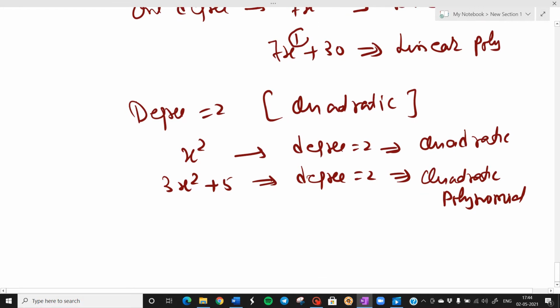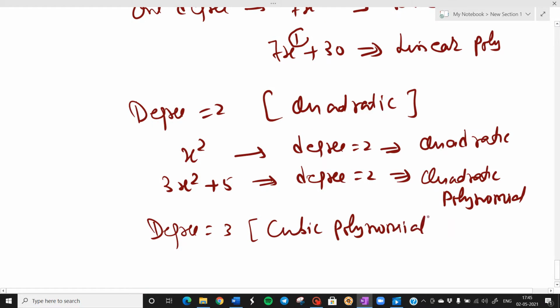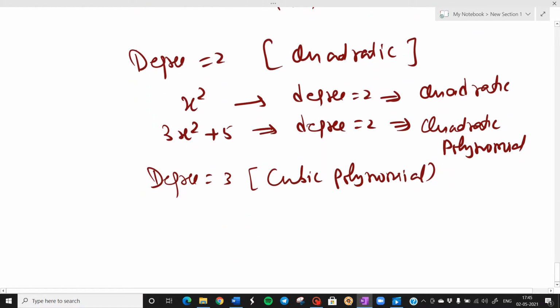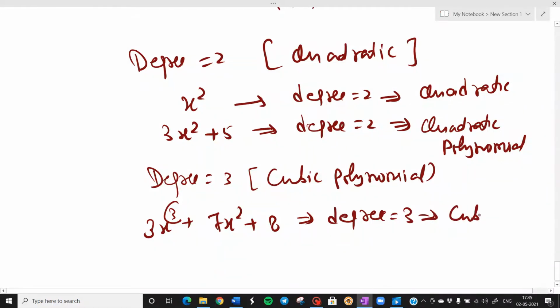Now, if the degree is 3, that polynomial is known as cubic polynomial. The highest power must be 3. So we can write here 3x power 3 plus 7x square plus 8. The highest power is 3. So degree of this polynomial is 3. That is why this will be a cubic polynomial. Yes.